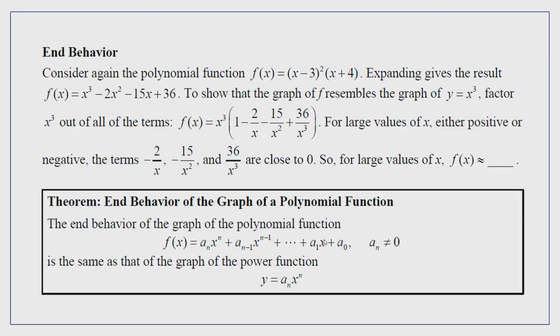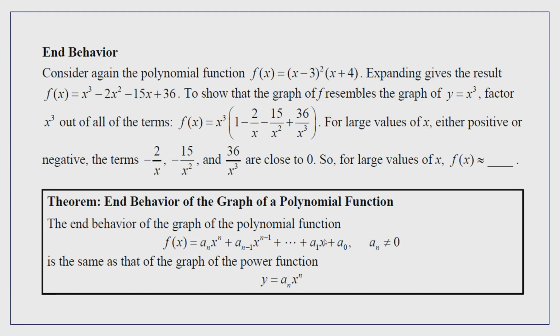So now let's dive a little bit into end behavior. So consider again the polynomial f of x equals (x minus 3) squared times (x plus 4). Okay, that was the previous function that we graphed. Expanding gives us the result f of x equals x cubed minus 2x squared minus 15x plus 36. To show that the graph of f resembles the graph of y equals x cubed, we're going to factor an x cubed out of all of the terms.